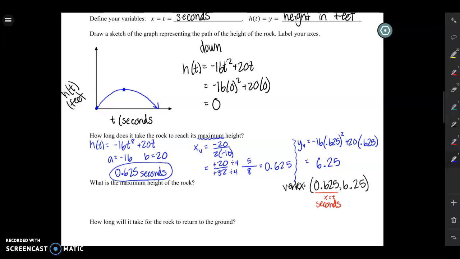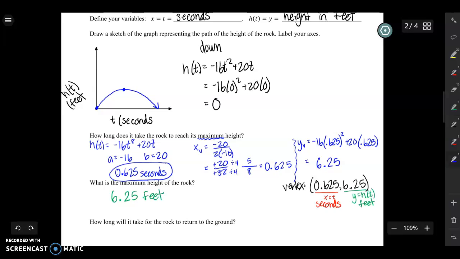Then the next question is, what is the maximum height of the rock? Maximum height is the other piece of my vertex, right? This y piece, which is equal to my h of t, that's my height in feet. So that means that the highest that my rock is going to go is 6.25 feet.